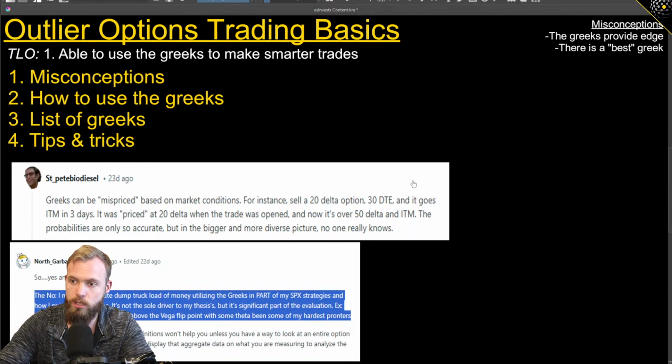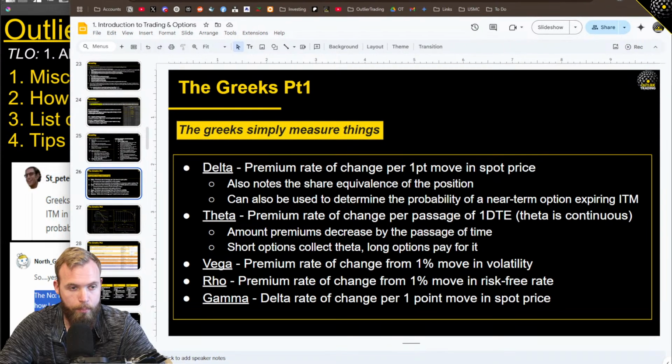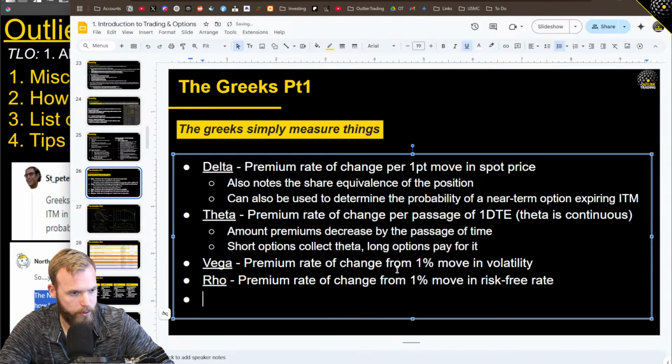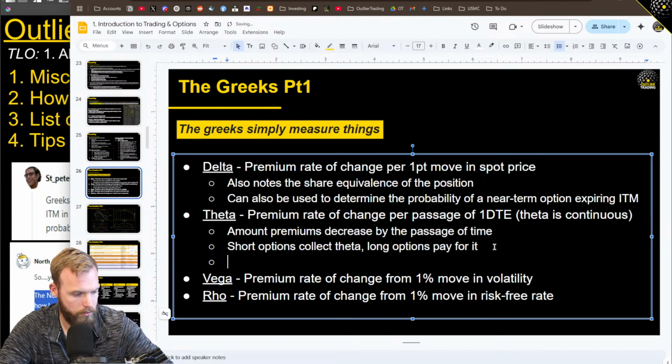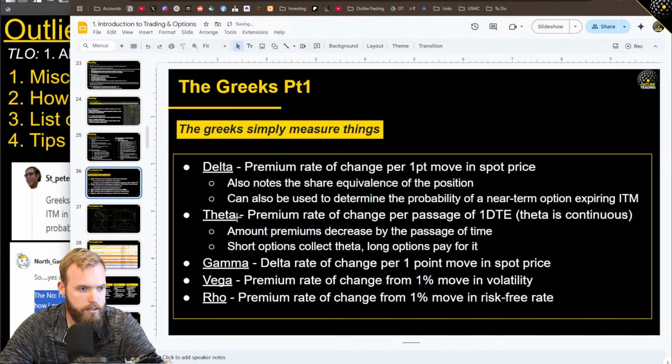And this shows a fundamental misunderstanding of what the Greeks are. The Greeks provide us inputs relative to a snapshot in time. So when we're looking at these top level Greeks, the ones that you're going to be most familiar with, delta, theta, I normally like to put gamma up here. I like gamma better there. Delta, theta, gamma, vega, and rho. This is the more common group of Greeks for people.